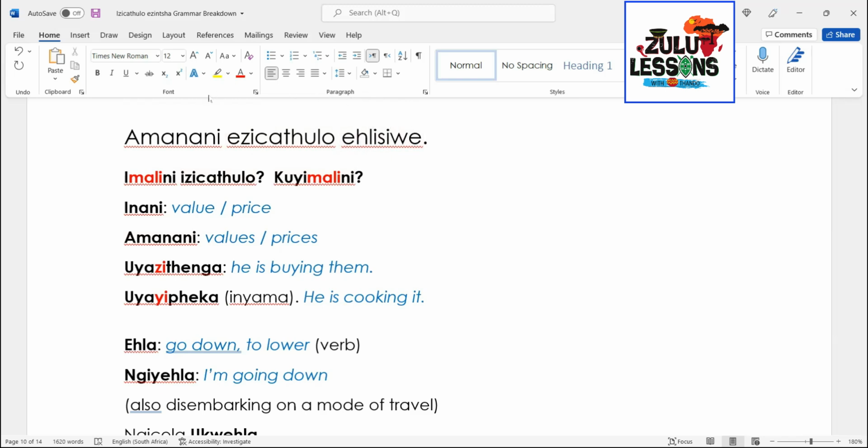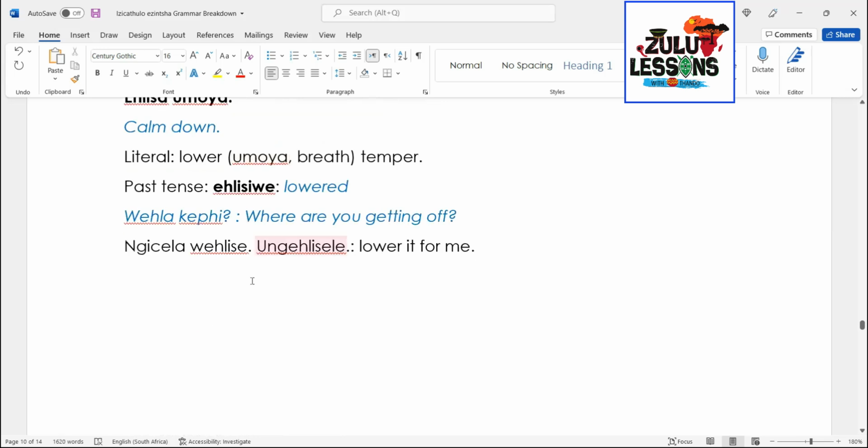So ehlisiwe, the amanani ehlisiwe. So even if we didn't have the noun izicathulo, let's say we knew we were talking about the shoes and we're saying amanani ehlisiwe. Do you see that e is connecting to amanani? So we would know that we are talking about these shoes, that their price has been lowered.